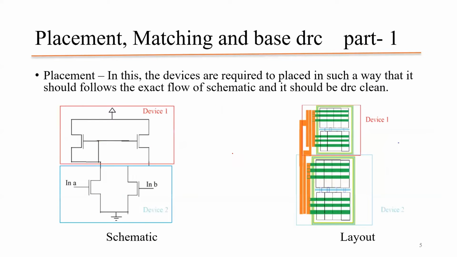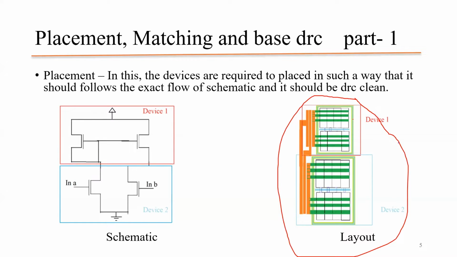Now coming to the placement, matching, and base DRC. We will look into the tool after this also. In the placement and base DRC, why is it done? Because when you are done with the floor plan, suppose in this area you have done the floor plan, the devices are fixed now. The area is now fixed. You cannot change the area.